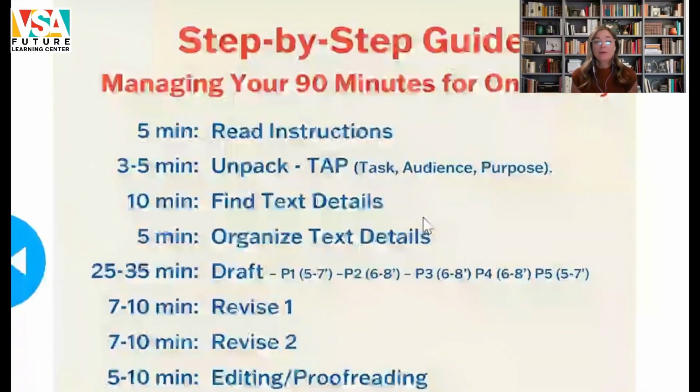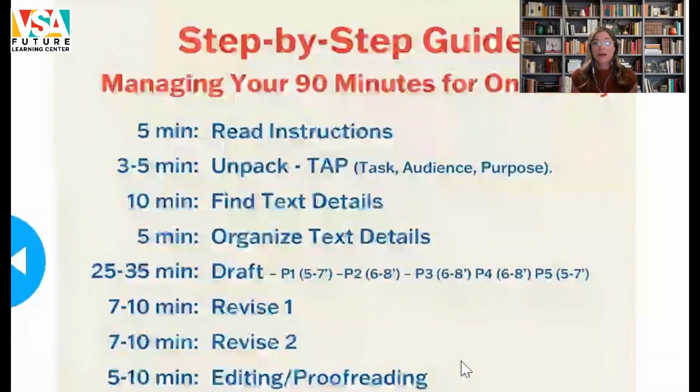Then you want to spend about 25 to 35 minutes drafting. This is where you spend your time composing your sentences for each of your paragraphs. And our recommended sentence length for each paragraph is also listed on the screen here. Paragraph 1 should be 5 to 7 sentences. This is where you're going to hook your reader, provide your background information, and establish your thesis or main idea.